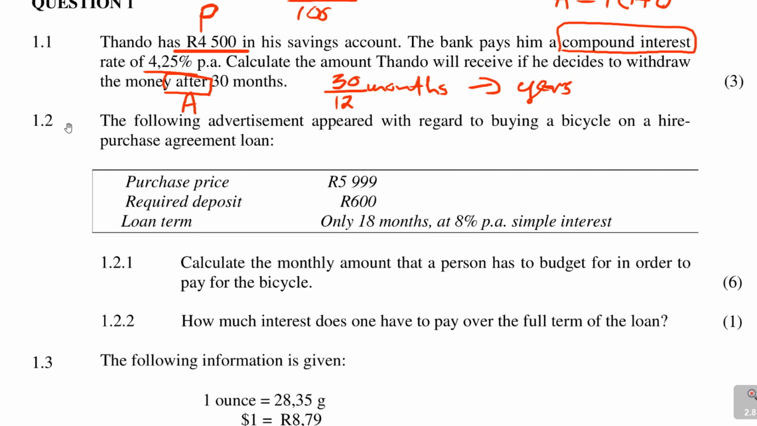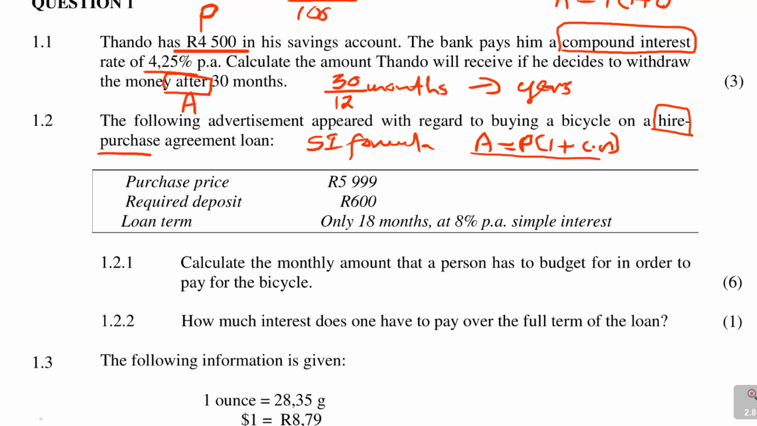Alright. 1.2. The following advertisement appeared with regard to buying a bicycle on a hire purchase agreement. See, they're giving you something different now. Hire purchase. And we said hire purchase is what? Hire purchase is the simple interest formula. So A is P(1 plus i.n). Don't forget that. That's what you must remember in your mind. Hire purchase, simple interest.